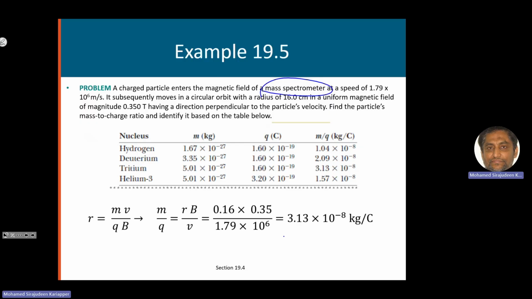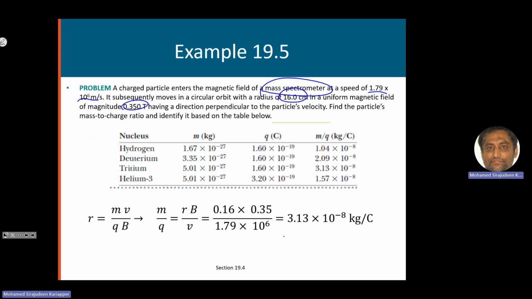A charged particle, we don't know what it is. It enters a mass spectrometer with this speed, very high speed, maybe from a nuclear reaction or something. It subsequently moves in a circular orbit with a radius of 16 centimeters in a uniform magnetic field of 0.35 Tesla, having a direction perpendicular to the particle's velocity. So as the particle enters this mass spectrometer, the mass spectrometer will apply a certain magnetic field perpendicular to the direction of this charged particle. Now you know what happened.